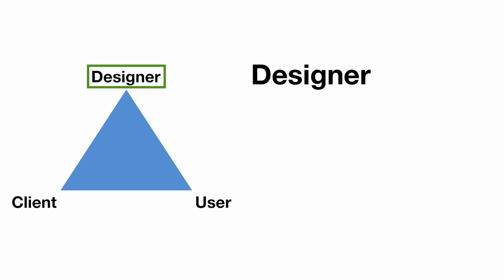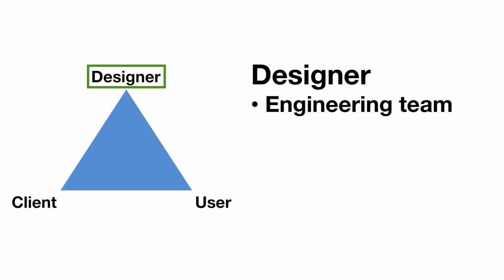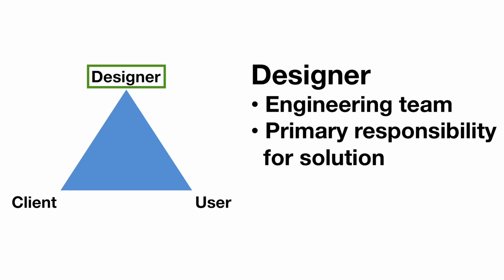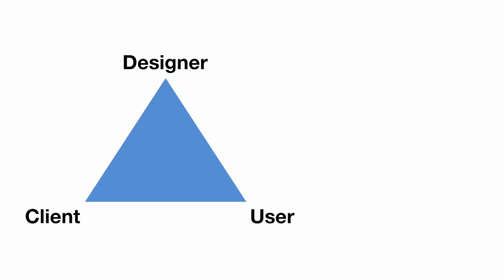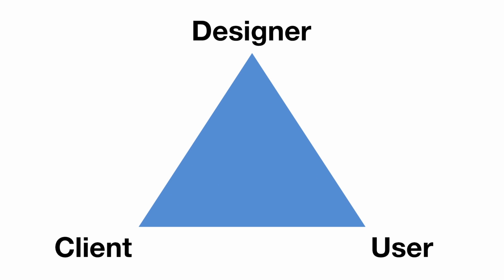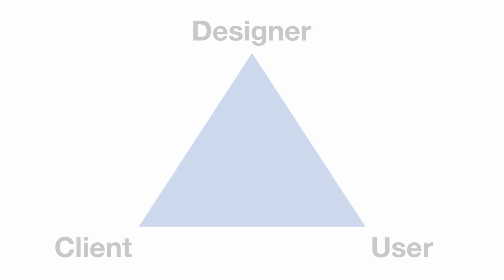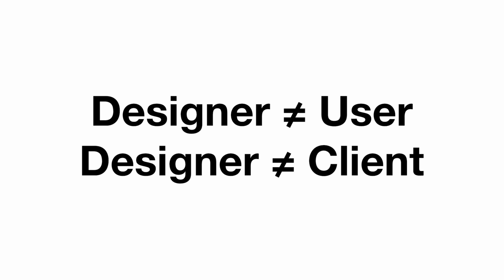The third point of the user-client-designer triangle is the designer. This is you, the engineering team, and you bear primary responsibility for solving the engineering problem. It's important to understand that the designer, user, and client are 3 distinct roles, and the designer shouldn't assume the role of the user or the client. For example, if you were designing a water bottle for a cyclist, and you yourself were not a cyclist, you shouldn't assume that you can understand the user's needs.